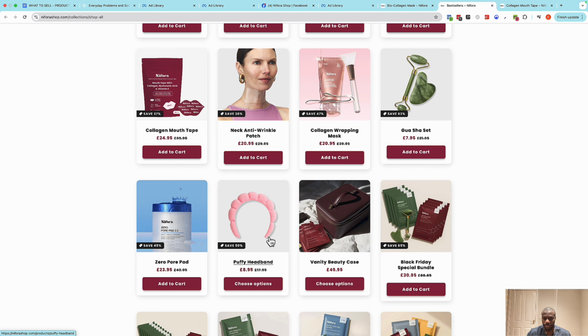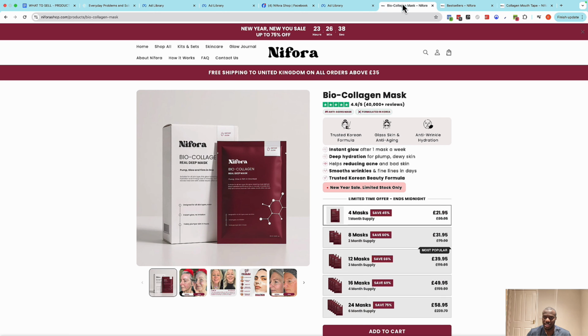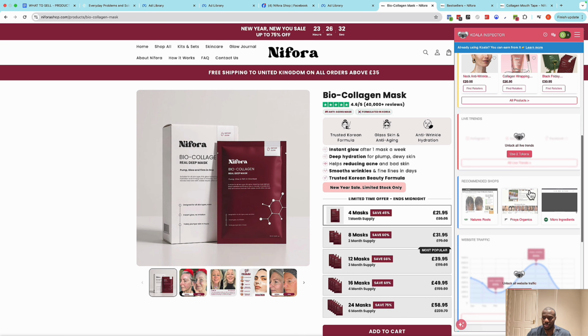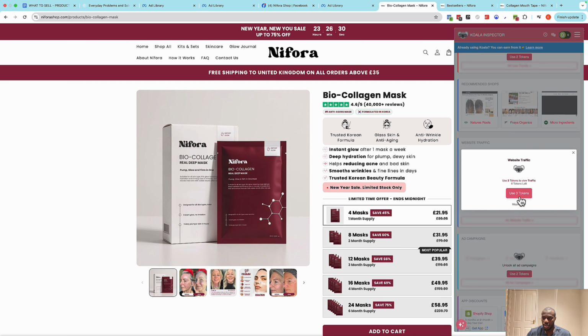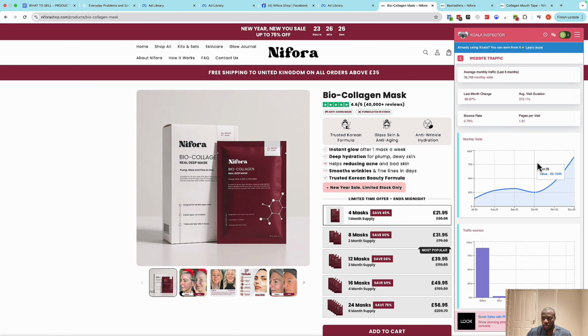Okay, so now looking at this product, I'm going to check, are they getting traffic? I'm going to use the same tool, the color inspection tool, to analyze their website and see if they are getting traffic. Okay, yeah. So these guys look like they are doing very well. It's quite an old store. The data goes all the way back to July last year, which is great.